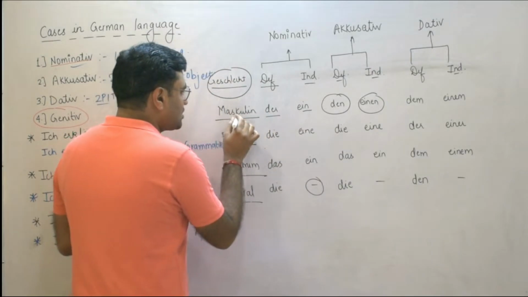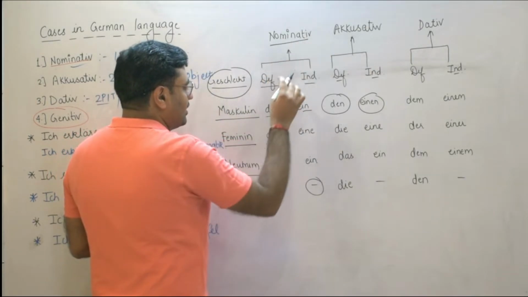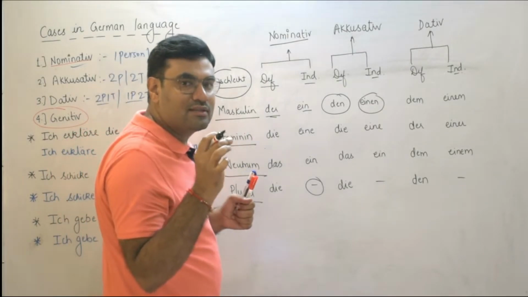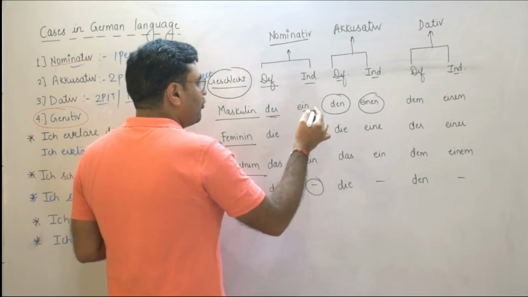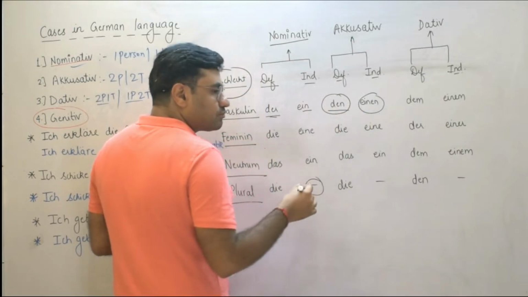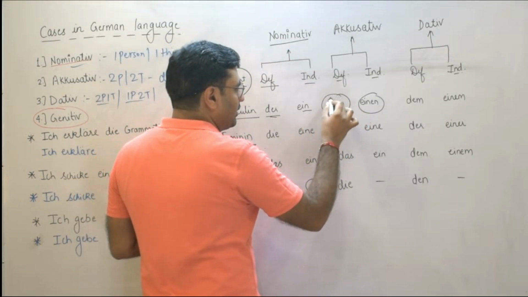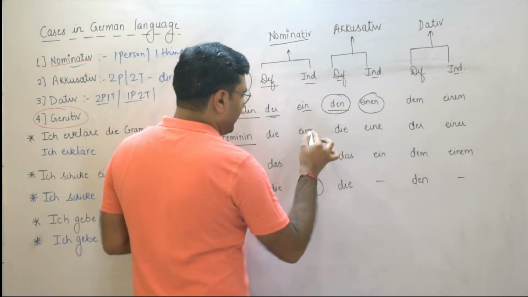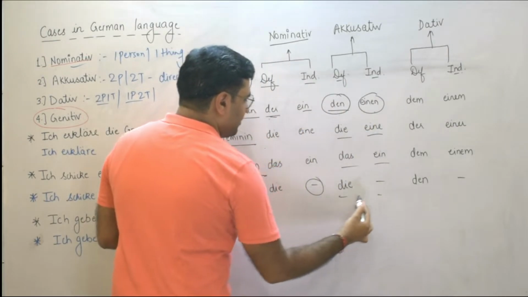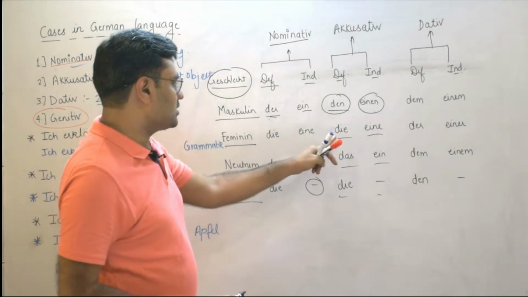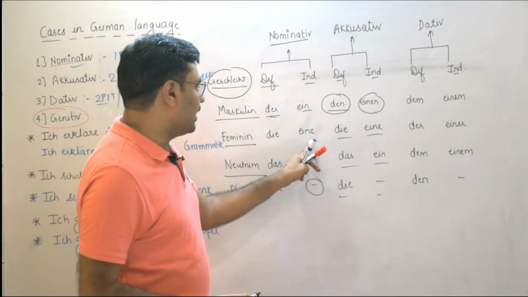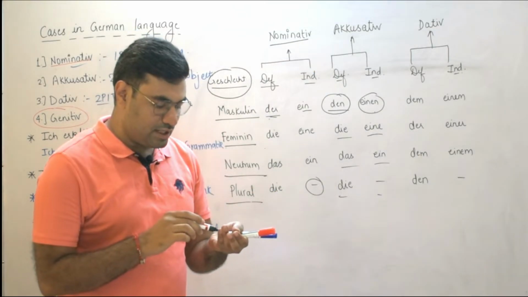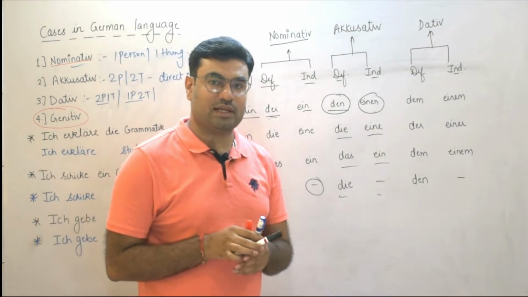If I am using masculine, then the nominative case is there, but when we are using the sentence in accusative, the article for the accusative becomes den. Der becomes den, ein becomes einen, and the rest all remains the same. Die remains die, das remains das, eine remains eine, ein remains ein. Done. This, till here, we have learned in our previous lecture.